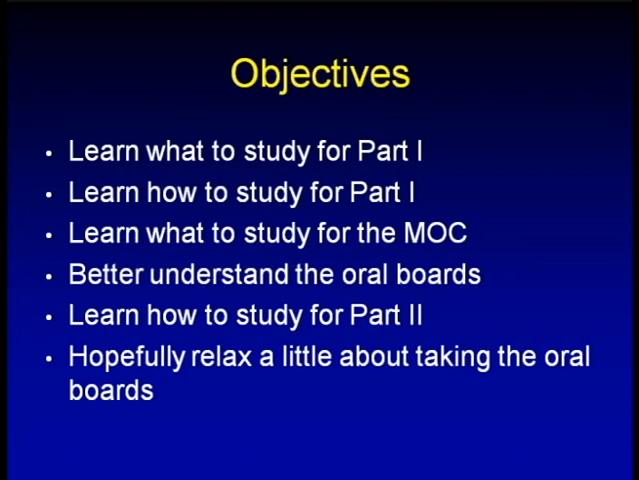So anyway, let's proceed. We're going to go through learning what to study for part 1, how to study, the MOC as well. I am de-emphasizing the oral boards in terms of this talk, so you'll see me skip through slides. I'll go on to the ones that are most important. It depends on the time that I have left. But the oral boards are being phased out, and we'll talk about that for a minute too. And then, again, the goal is to hopefully relax. I put the oral boards here because, let's face it, that's a whole other level of anxiety. But hopefully this will help you relax about the other parts too.